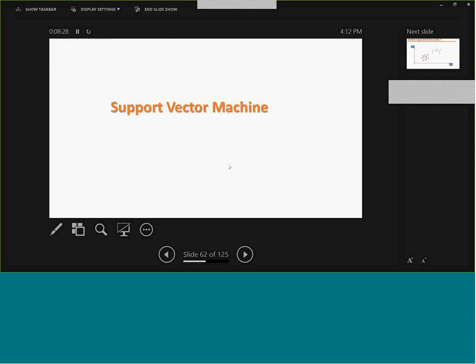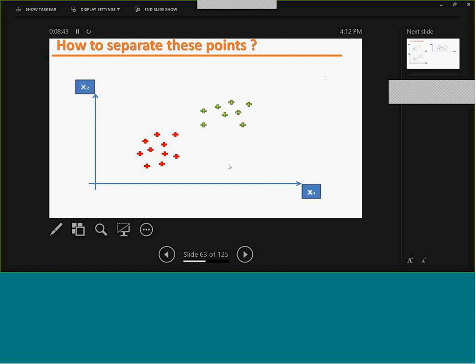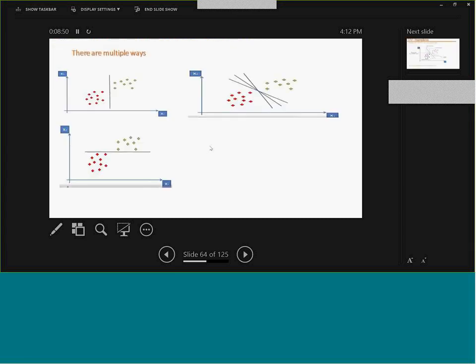So quickly move forward. After k nearest neighbor in machine learning, we have another very important algorithm called SVM, which is support vector machine. Let's say that you have data points distributed like this. How can we separate these data points? We can have a vertical line like this. We can have multiple lines like this, and also we can have one horizontal line like this. So one is the best fitted one.